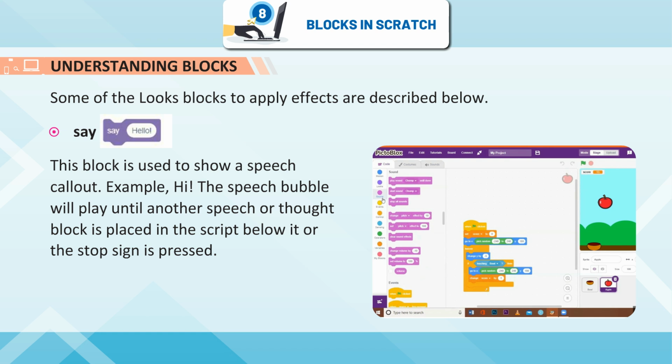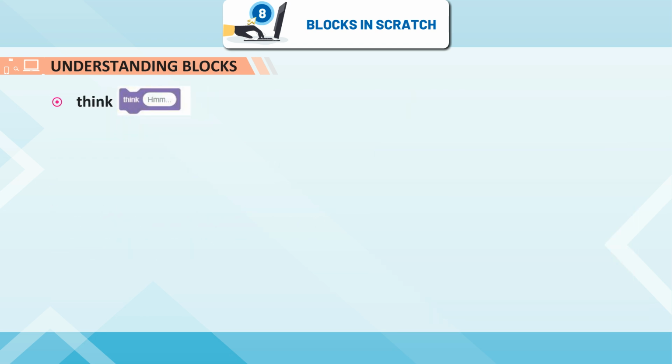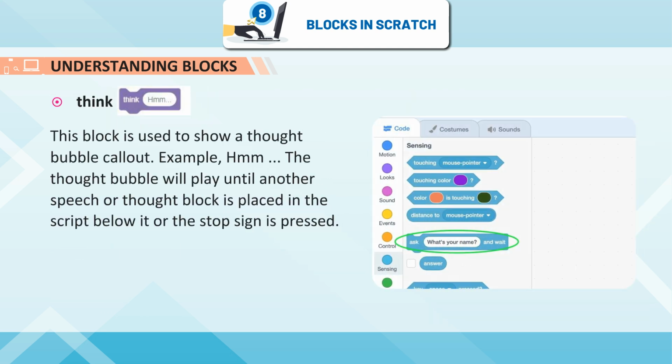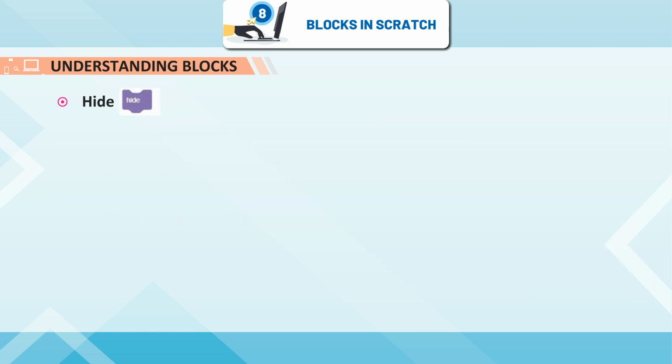Example, hi. The speech bubble will play until another speech or thought block is placed in the script below it or the stop sign is pressed. Think. This block is used to show a thought bubble callout. The thought bubble will play until another speech or thought block is placed in the script below it or the stop sign is pressed.